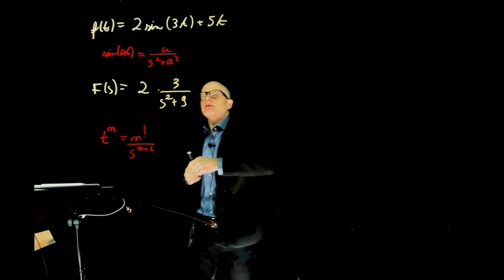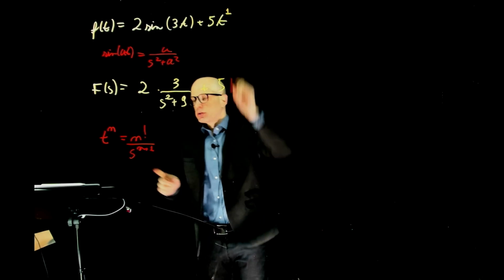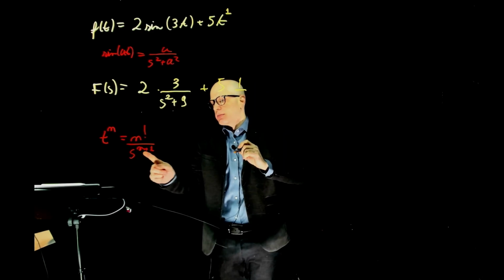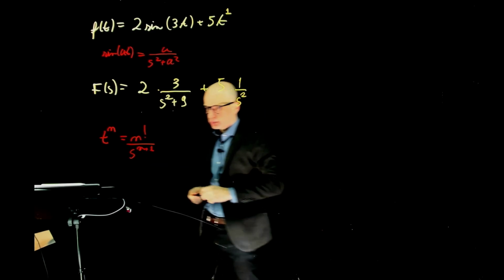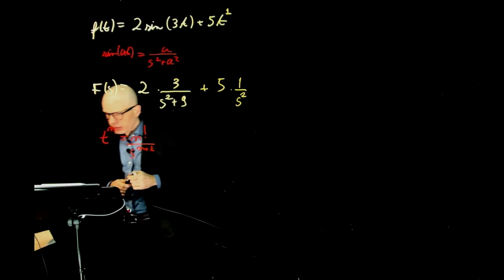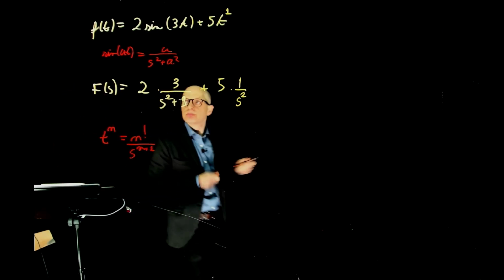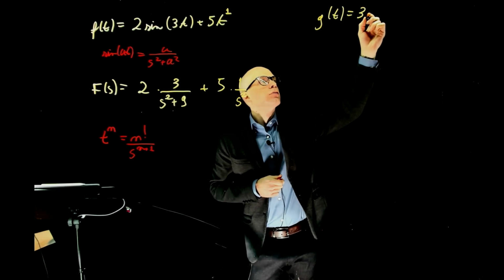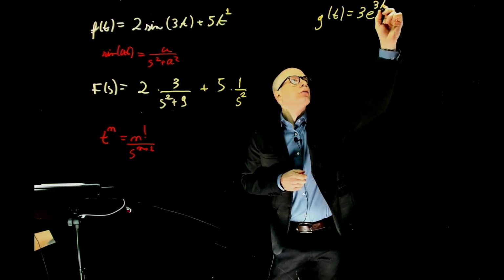So 5 is 5, that doesn't change. t is to the power of 1, so n equals 1. 1 factorial is 1. s to the power of n plus 1 is s squared. All right, this is the Laplace transform of that function. Any questions?